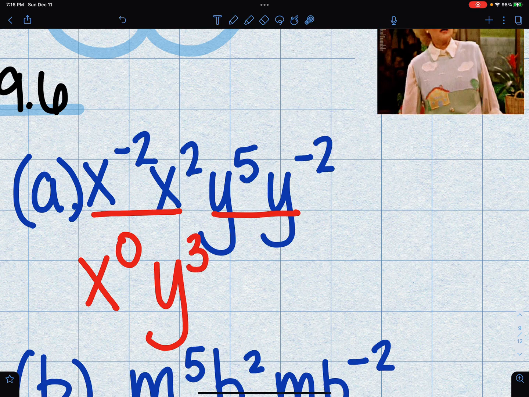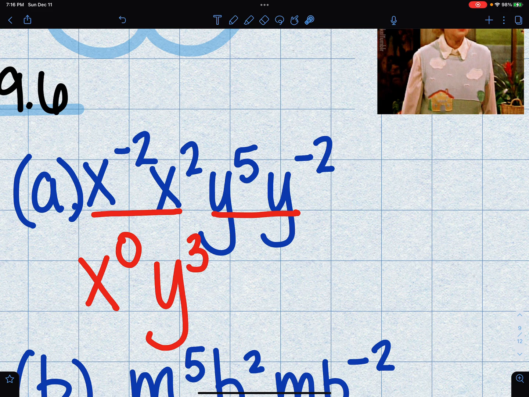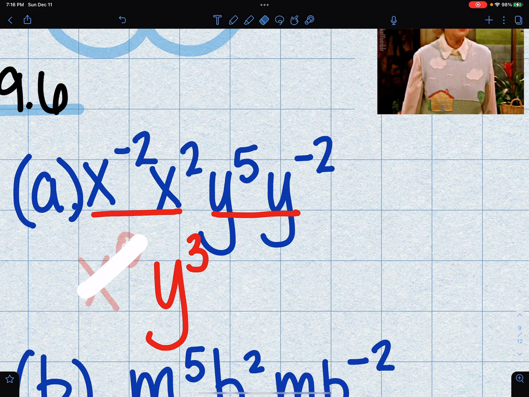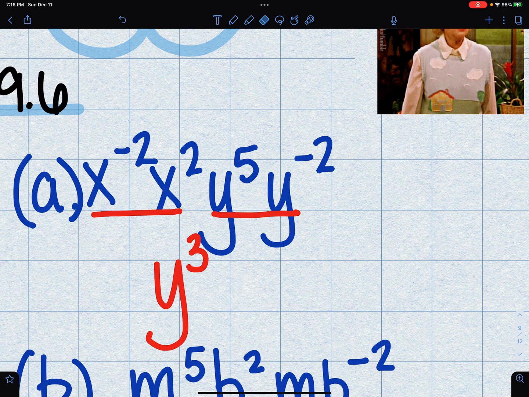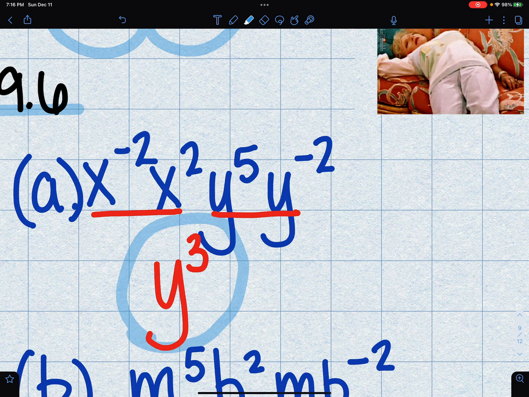And check it out. We're going to use that something raised to the 0 power. It doesn't matter what x is. It could be 1, it could be 3, it could be 5/6. This simplifies to the number 1. And when you simplify to the number 1, it's like it's not even there, right? So the answer is just y raised to the 3rd power.